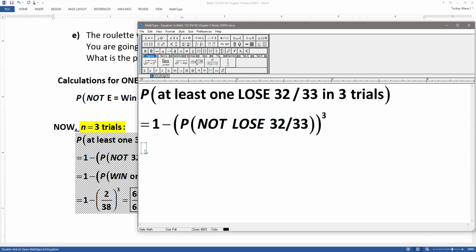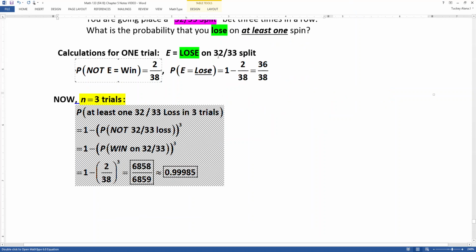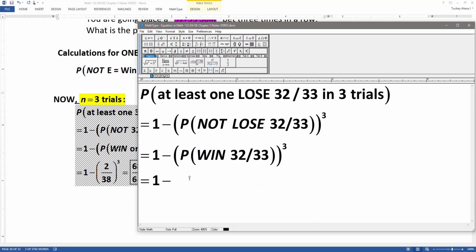In other words, I want the probability of winning, right? I want to win because all I do is win, win, win, no matter what. No, just kidding. All right, so I want to find the probability of winning on 32-33, and then I'm going to raise it to the third power. But we already know the probability of winning because we already found it. It's right here. The probability of winning is 2 out of 38 because there's 2 spots that are winners. So I'm going to take the fraction 2 over 38 and raise it to the third power.